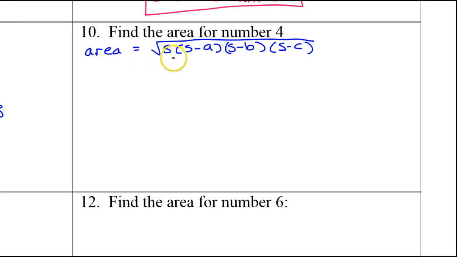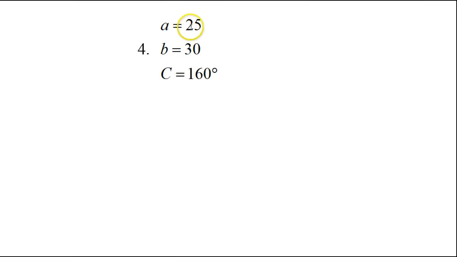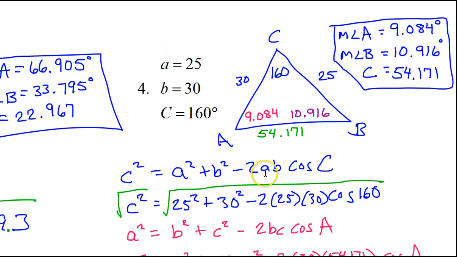For number 10, we're supposed to find the area using this formula. Now, number 10 is not one of the problems where we were given all 3 sides. We were given side, angle, side. So you would have to find the third side in order to use the formula that we are supposed to use. But we're on number 10 and this is number 4, so we've already done this on a previous video, and here is how it turned out.